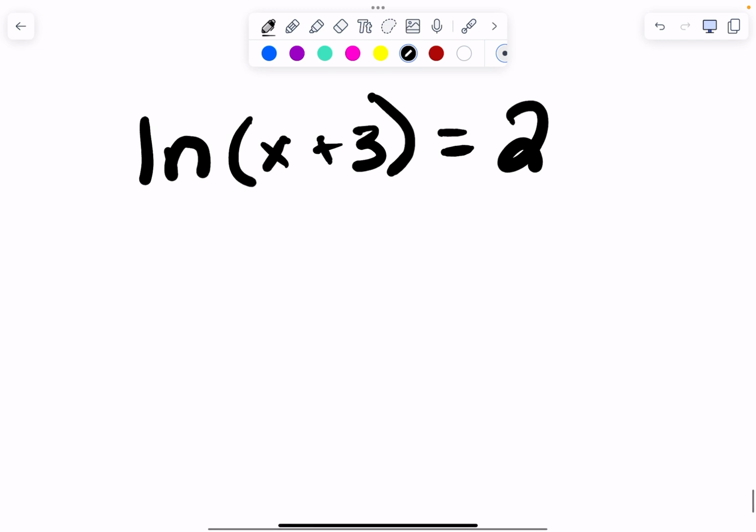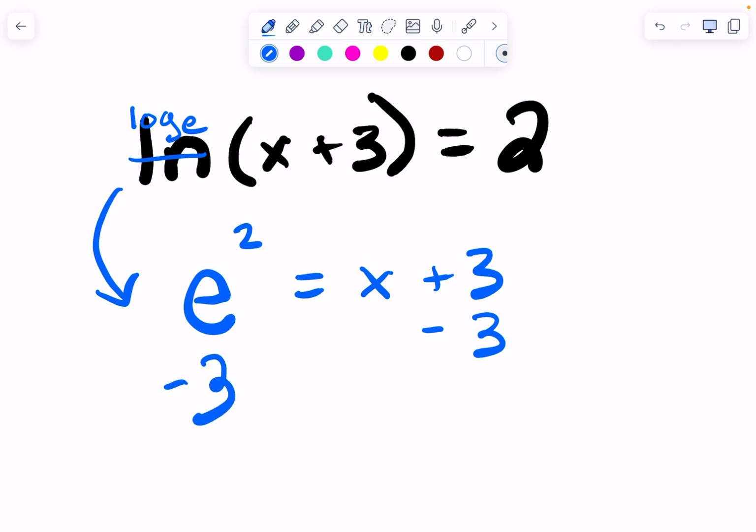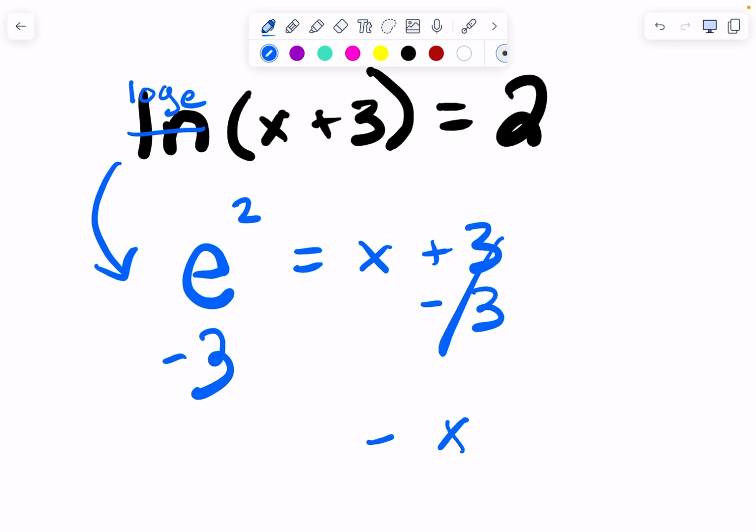All right, can we do any algebra? Let's walk through this one. No. So we gotta switch it forms, but before we switch it, remember that ln is log e. If I switch it to exponential, the base is e to the 2. e to the 2 equals x plus 3. Now how do I solve for x? You do e to the power 2 in your calculator, and then you subtract the 3, and you get 4 point something. 4.389. Okay, there you go. Good?